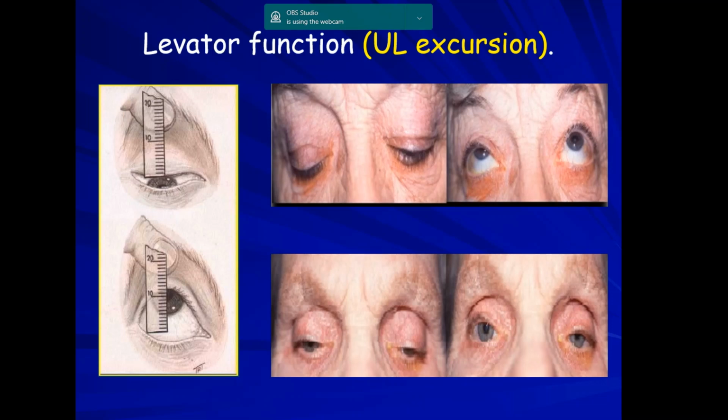And here are 2 examples of the levator function. The upper photo shows that the right lid reveals a high upper lid crease, but a good levator function. The lower lid, which is also involutional ptosis, has no lid crease at all, and a deep sulcus, and it shows that she had a very poor levator function.